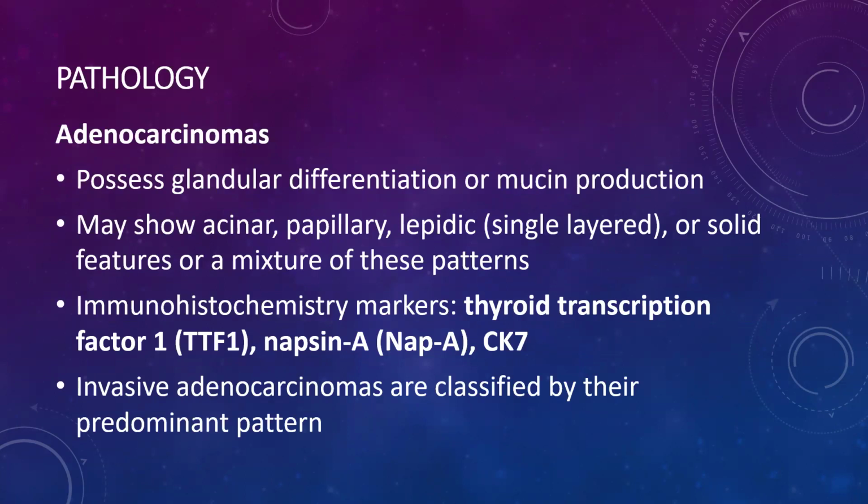Next, you have your adenocarcinomas. Adenocarcinoma possesses a glandular appearance or differentiation, or it has mucin production. They may show an acinar or glandular appearance, papillary or finger-like, or lepidic, which is single-layered, or solid features, or a mixture of those mentioned patterns. Their immunohistochemistry markers would be TTF1, or thyroid transcription factor 1, Napsin-A, as well as CK7. And the invasive adenocarcinomas are classified by the predominant pattern mentioned.